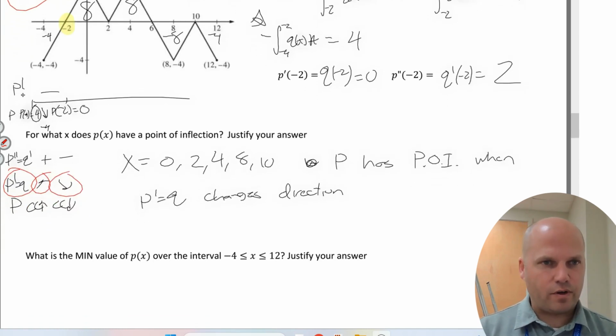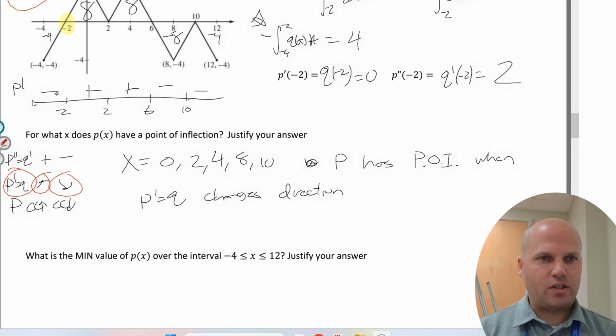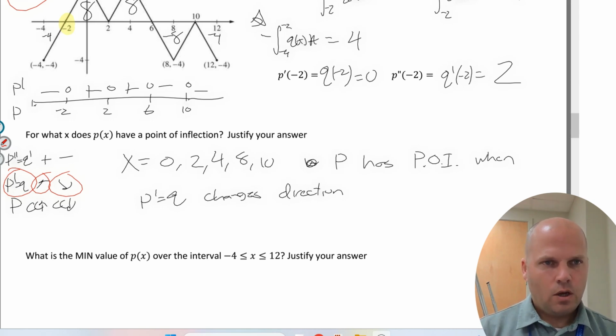All right, well, let's look at the derivative. Derivative is negative until -2. It's positive until 2. It's positive until 6. It's negative until 10. It's negative after that. So we have a bunch of these equal to 0 parts that we'll have to pay attention to. Okay, so P is going to decrease, then increase.